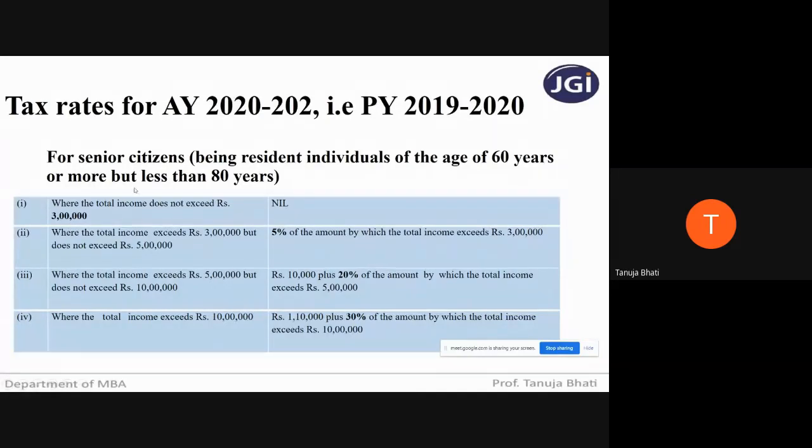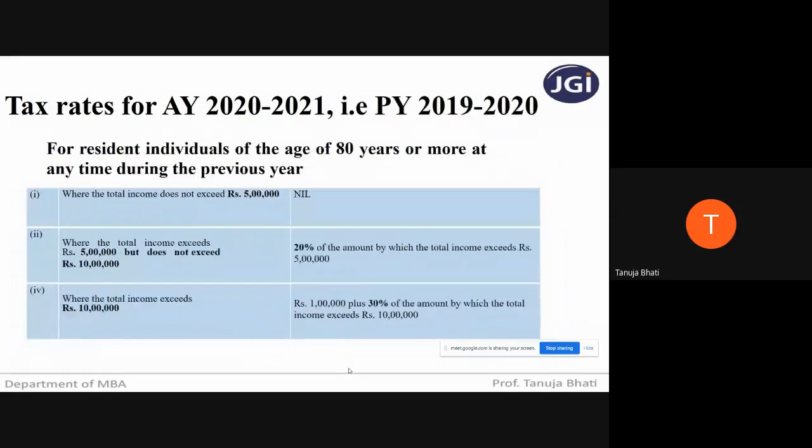Have you all understood this slide? This slide is applicable for senior citizens of the age of 60 years or more, but less than 80 years. It is similar to the previous slide. Only the limit has increased from 2 lakh 50 to 3 lakh because he is a senior citizen. Got it, students? Yes, ma'am. Okay, next.